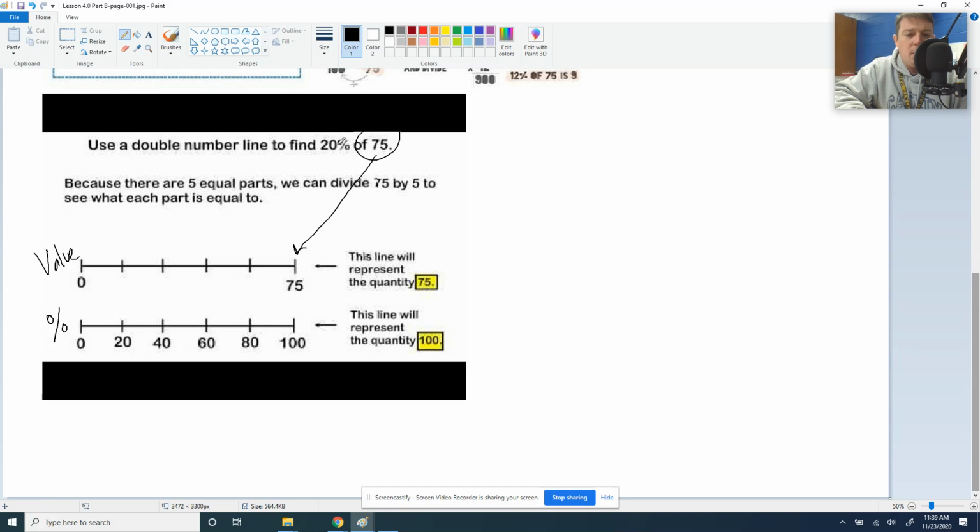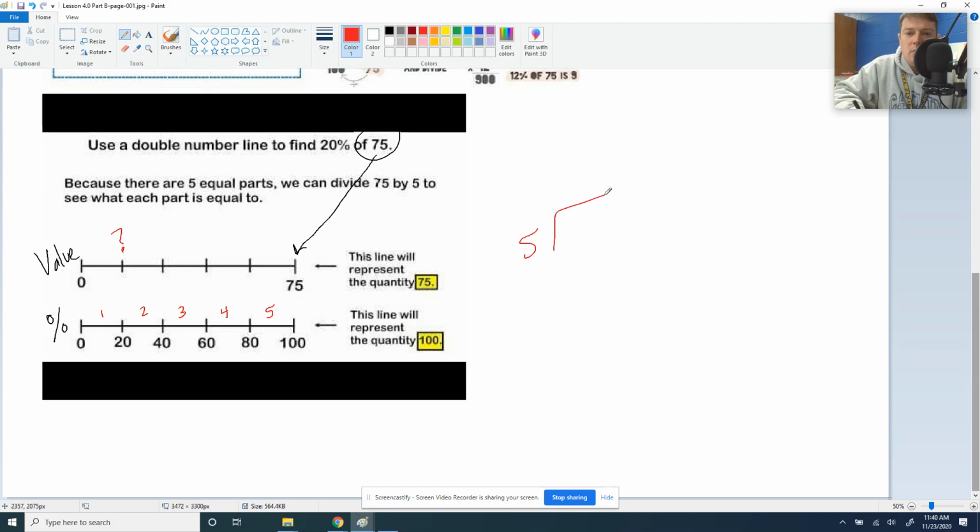And since you're breaking it up into 20s, I counted by 20s on the percents. And what that did is it broke it up into 1, 2, 3, 4, 5 equal sections, because 20, 40, 60, 80, 100, there's 5 equal parts. And so every 20% is a fifth. And so we can take 75 and divide by 5, and it would tell us what this number would be, because there's 5 of them.